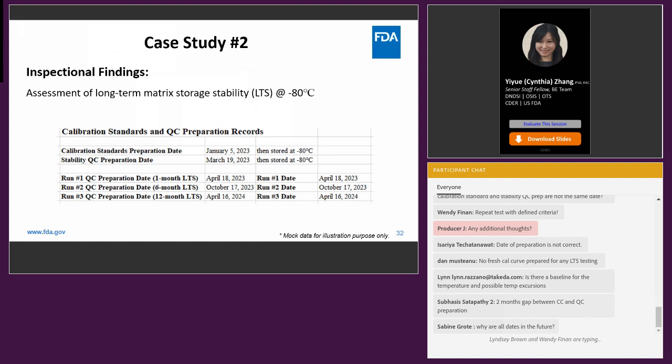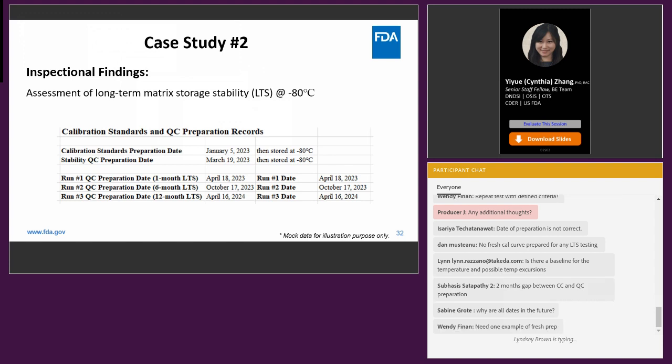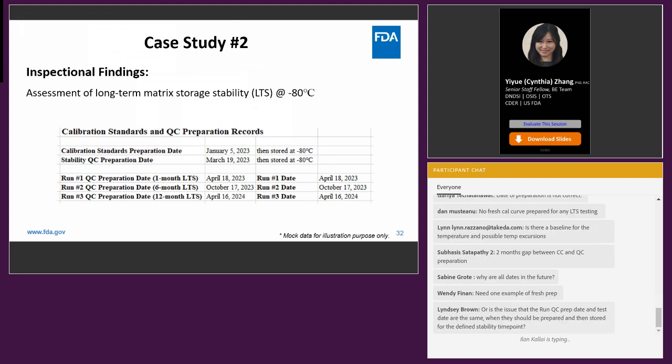Okay, I have also seen some people commenting on the dates of preparation and about the freshly prepared calibration curves. Also, someone was mentioning a baseline for the temperature and the possible temperature excursions. And 2 months gaps between calibration curves and QC preparation.